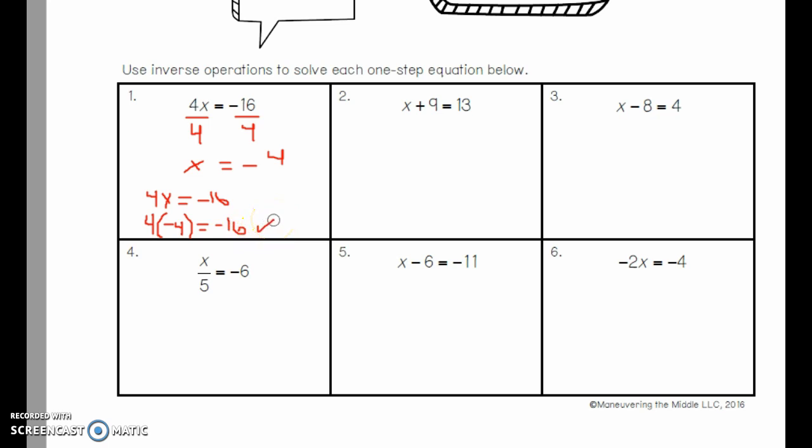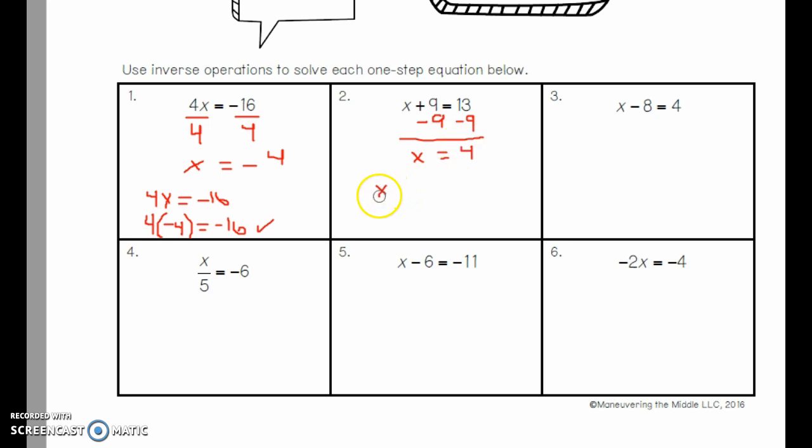Always do a check. And number 2, again, ask yourself what operation is going on. This is addition. What's the inverse operation? The inverse is subtracting. So I'm going to subtract this 9 because 9 is on the same side of the equation as the x. So I'm going to subtract off this 9. And now I have x equals, and 13 minus 9 is 4. I'm going to check.